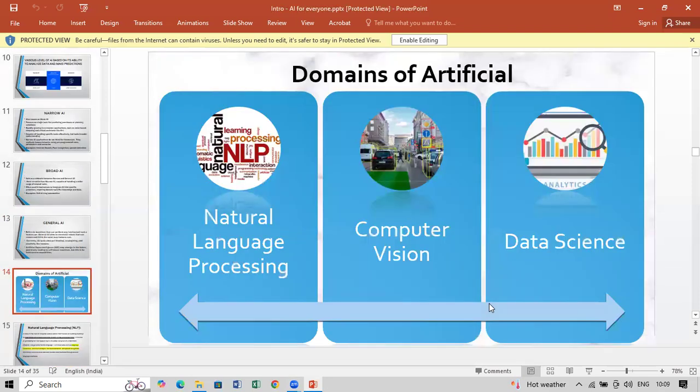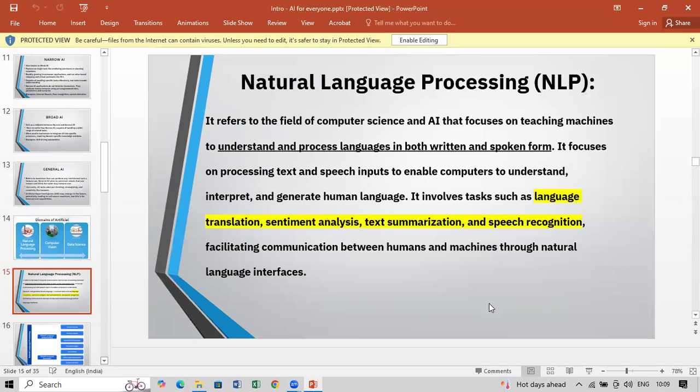The next part, again, a very interesting concept, is how we are dividing the domains in the field of AI. Okay, 3 main domains: NLP, vision, and data science. Now, frankly speaking, they work in convergence nowadays. You will not find very exclusive applications where only NLP is being used, or only vision, or only data science. Everywhere there's an overlap.